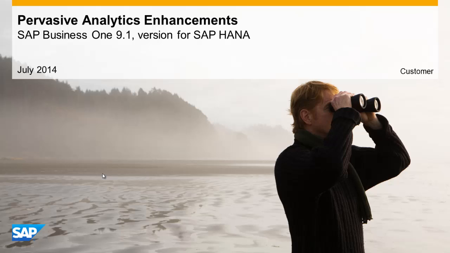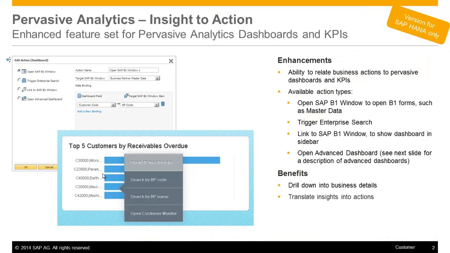Hello and welcome to this session about the Pervasive Analytics Enhancements for SAP Business One 9.1 version for SAP HANA. With SAP Business One 9.1 version for SAP HANA, the Pervasive Analytics Designer has been enhanced. There is now the ability to relate business actions to pervasive dashboards and KPIs.